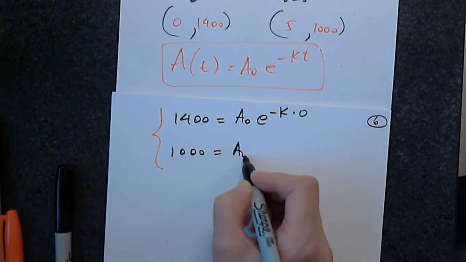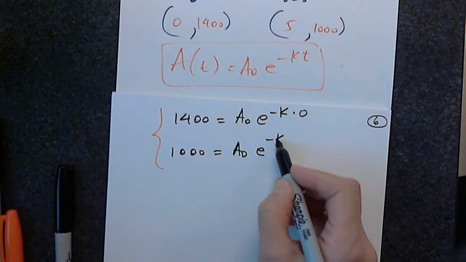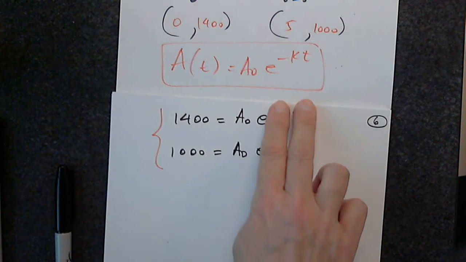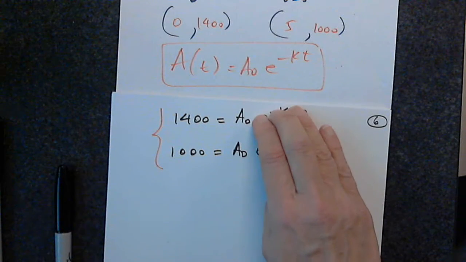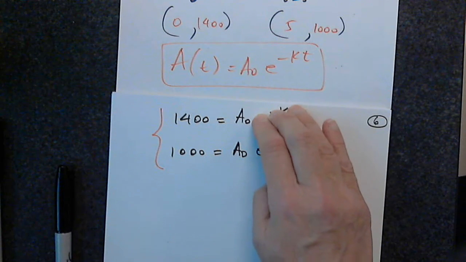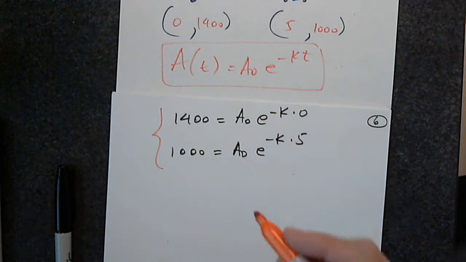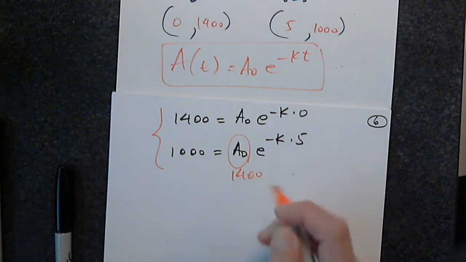1000 equals A0 e to, of course, negative k, but this time times 5. Excellent. Let's go back to the first equation. We have negative k times 0. What does that mean? Negative k times 0 is 0. E to 0 is 1. 1 times A0 is A0. So then the initial value, as we expected, is 1400.